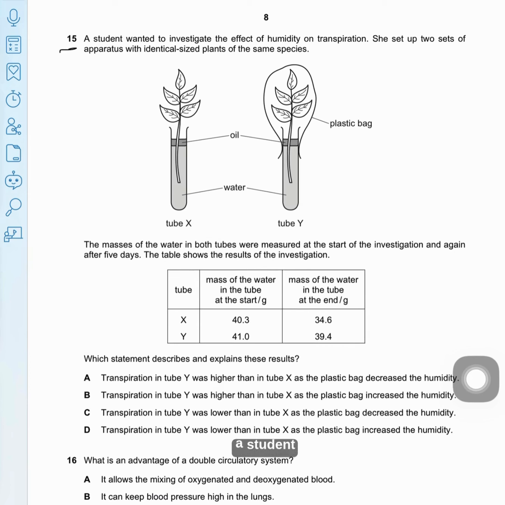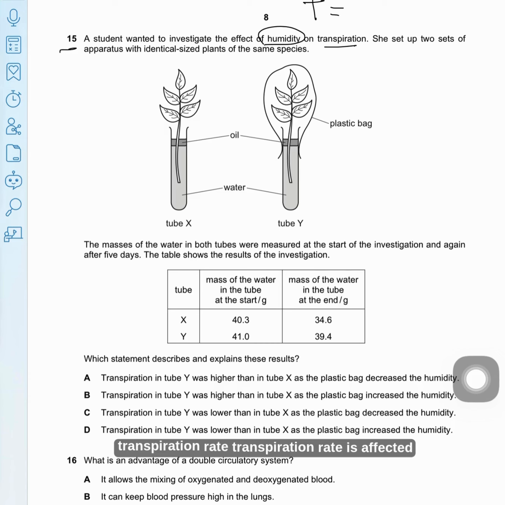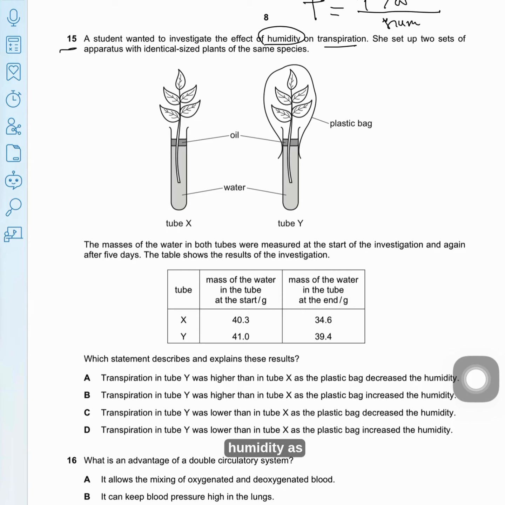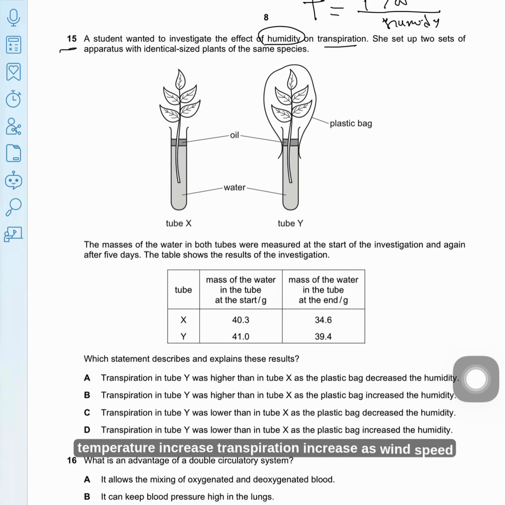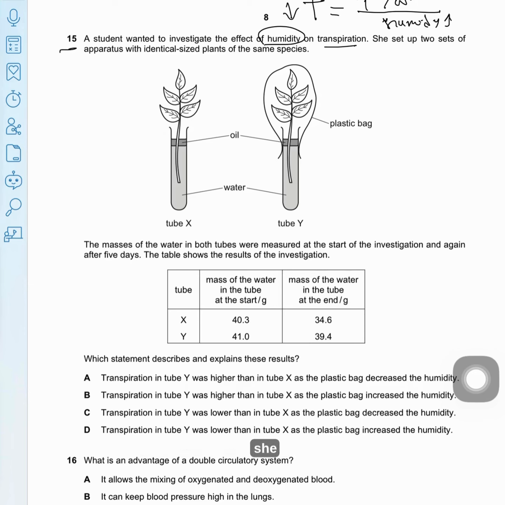15. A student wanted to investigate the effect of humidity on transpiration rate. Transpiration rate is affected by these factors: light, temperature, wind speed, and humidity. As temperature increases, transpiration increases. As wind speed increases, transpiration increases. As humidity increases, transpiration decreases.